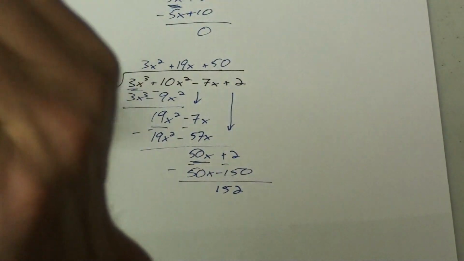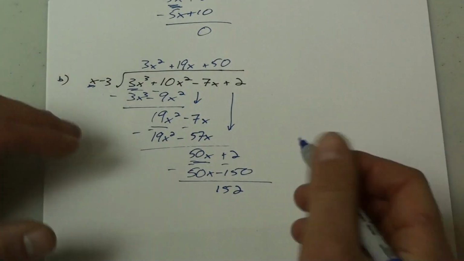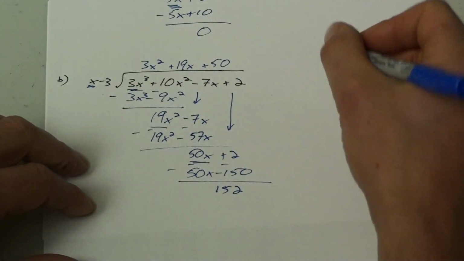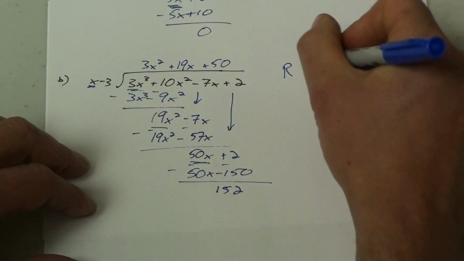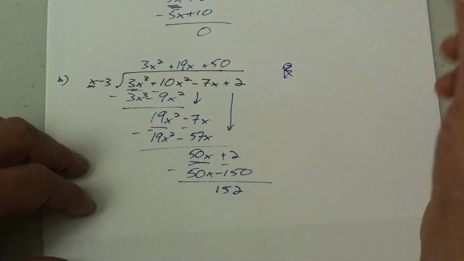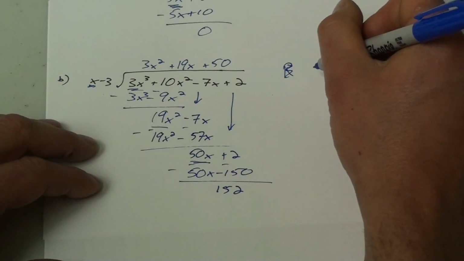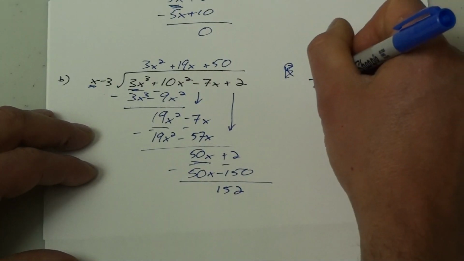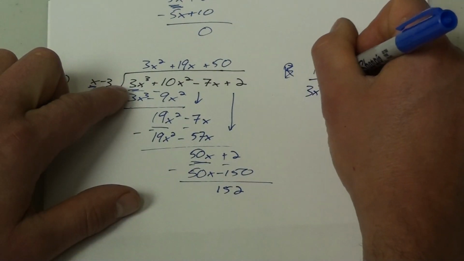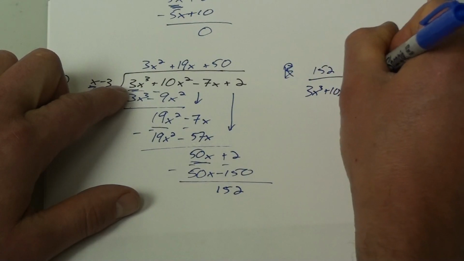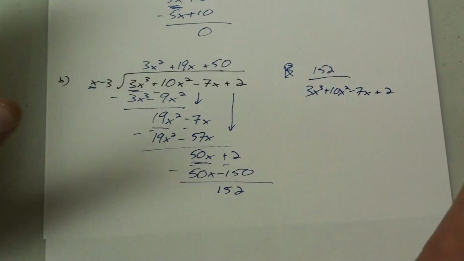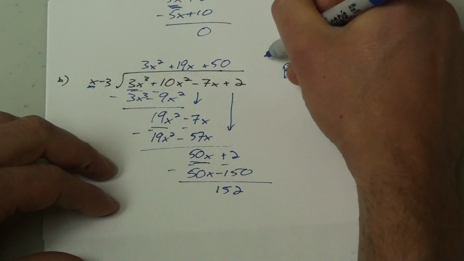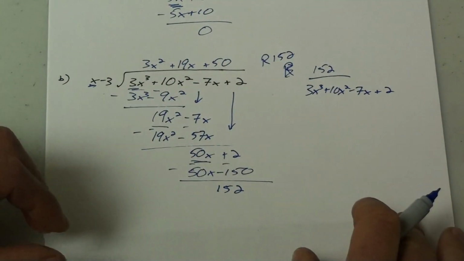So this time it didn't divide in perfectly. That means that when I divide, I got my answer, but then I have a remainder of 152. I can express it as a fraction, 152 over 3x cubed plus 10x squared minus 7x plus 2. Or you can say a remainder of 152, depending on what your teacher is looking for.